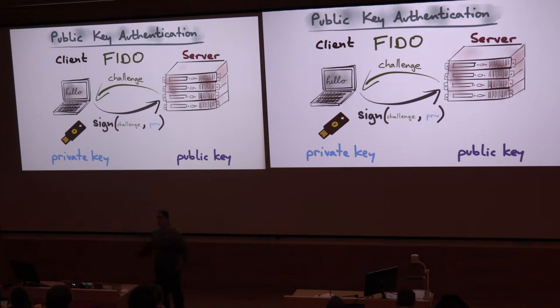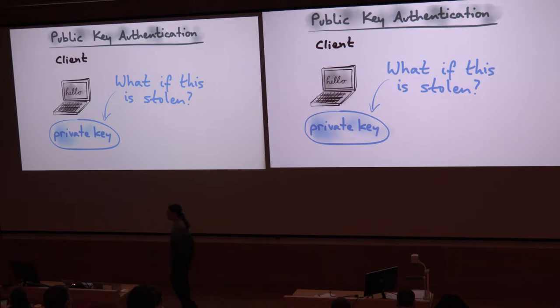But the basic principle of this protocol is, once again, you get a challenge from the server. That challenge is signed using the private key and handed over to the server, and the server can check that signature. So all of these three methods are examples of using public key authentication, and it works really nicely in practice. But the big problem with all of these schemes is that you've got to store a private key, and that private key can get stolen.